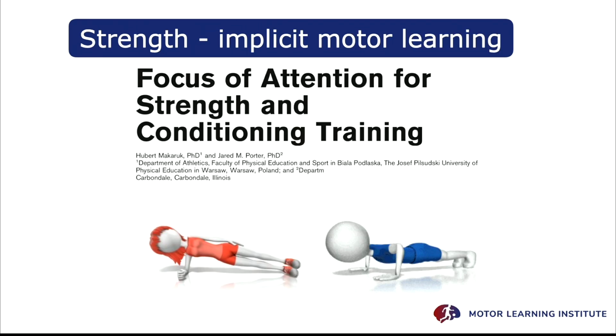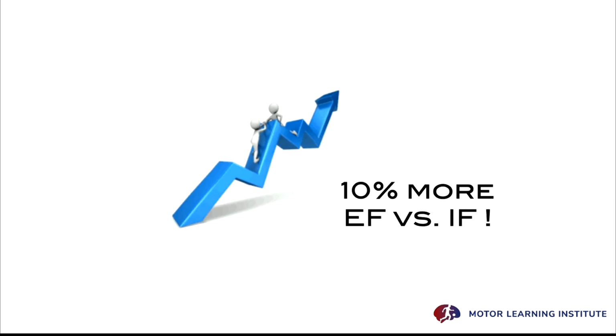Okay, a couple of examples of implicit motor learning for strength training first. And this is very powerful because research has shown that if you use implicit motor learning, so an external focus of attention versus an internal focus of attention, patients can gain 10% more strength. So that's worth trying, I would say.